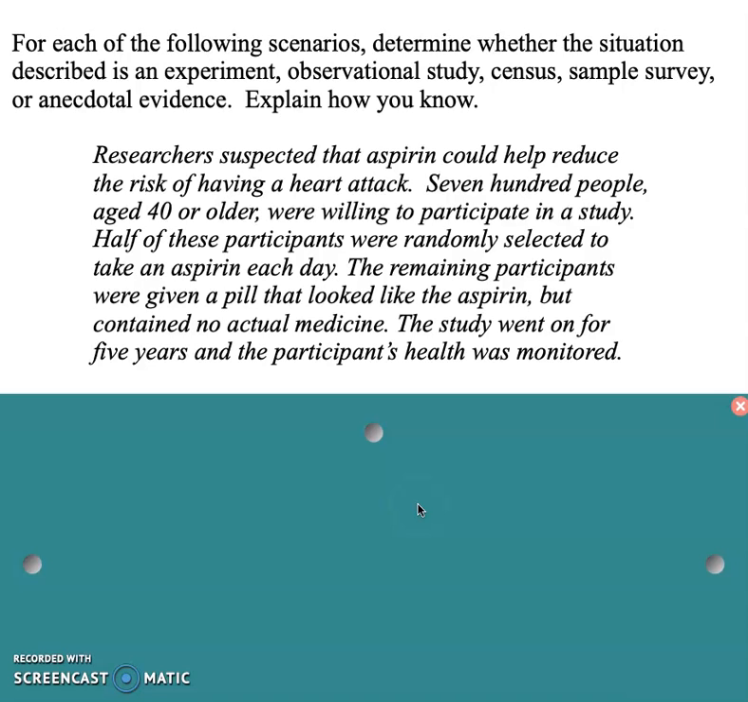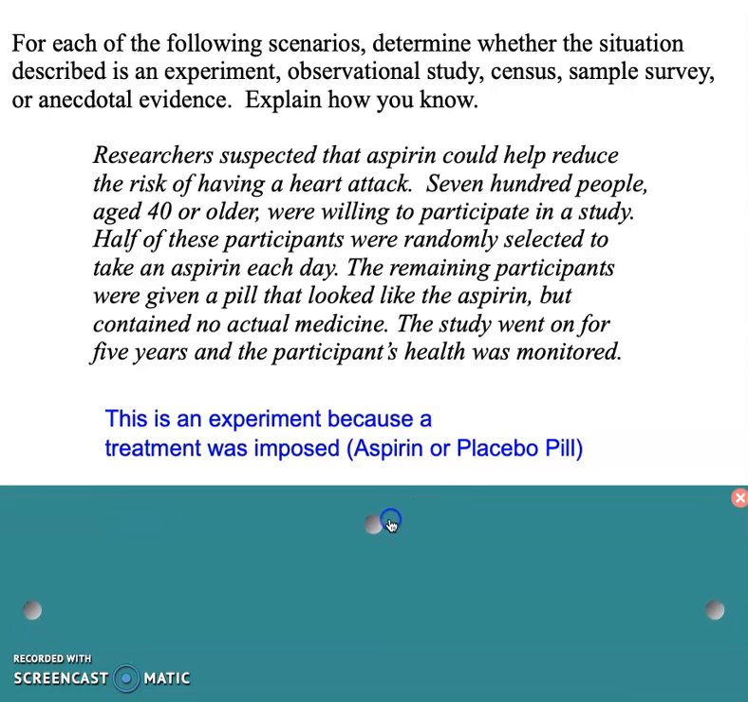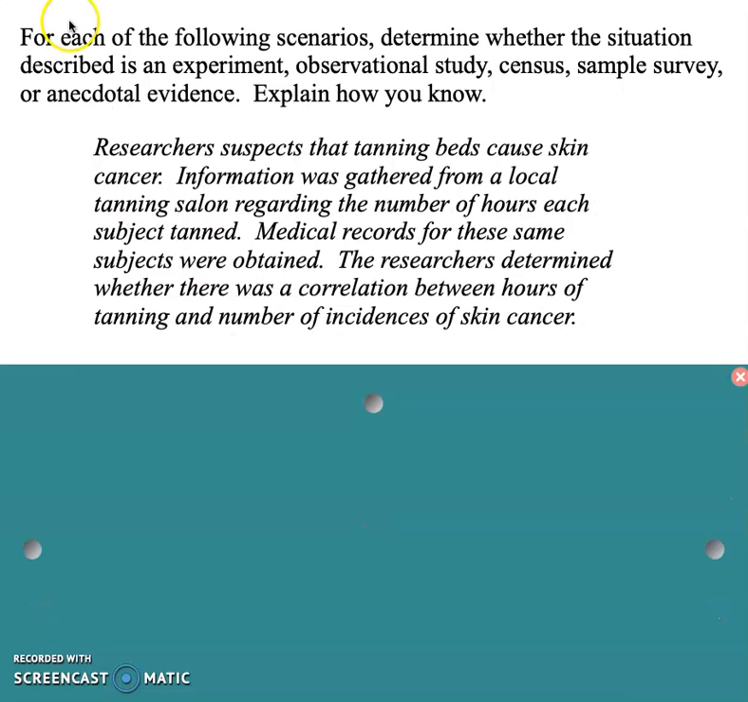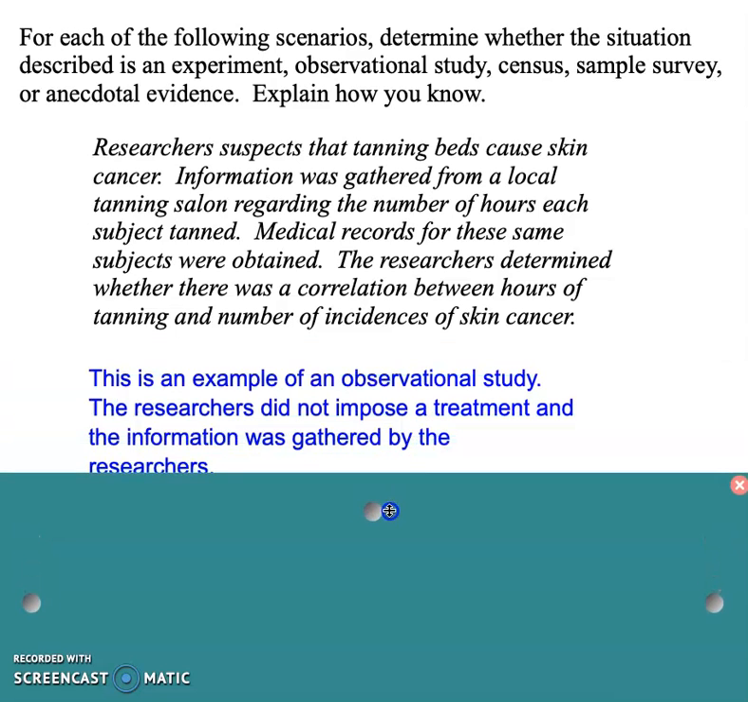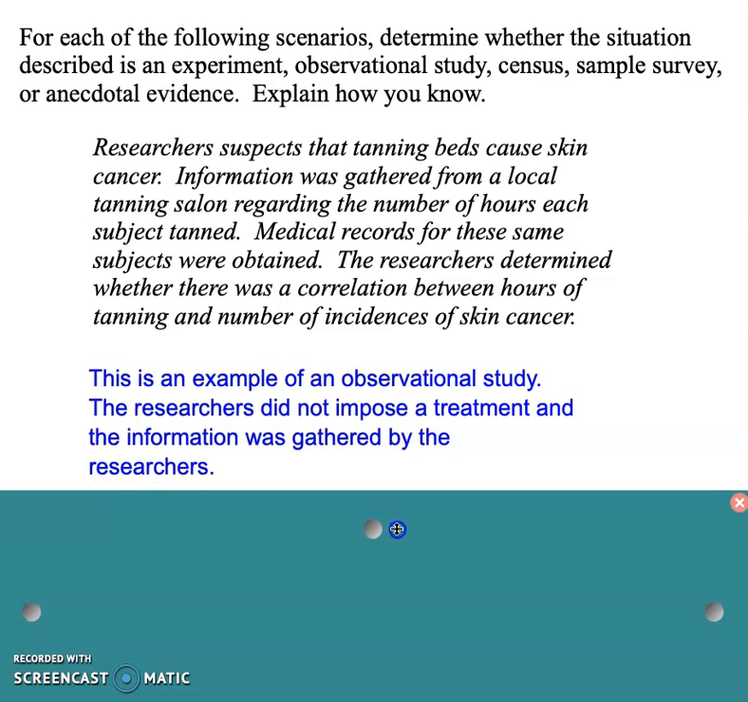Okay, in this example, a treatment is imposed. In this case, they're giving the subjects either aspirin or a placebo pill. Since a treatment is imposed, it makes it an experiment. Do the same with this. Pause, read the paragraph, and come back. All right. In the above example, information was gathered, but no treatment was imposed. So that makes this an observational study.